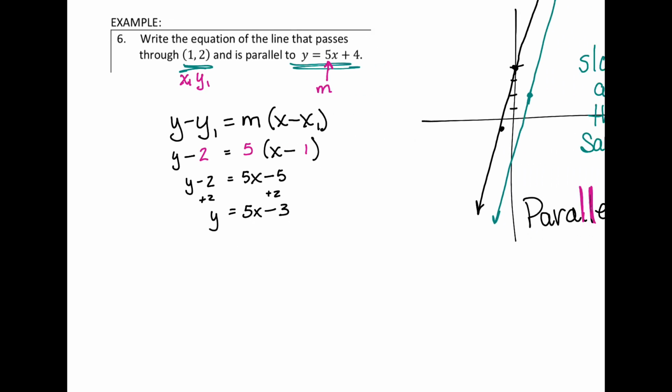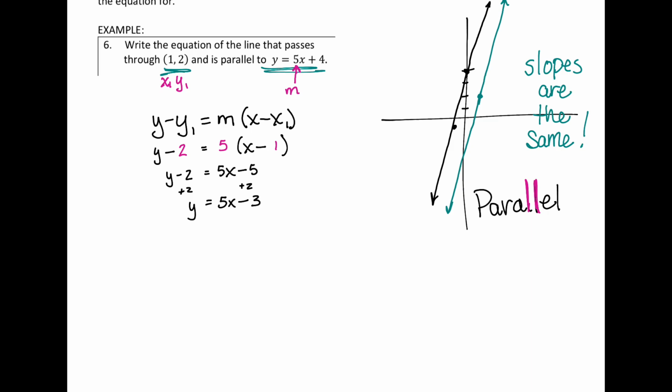Okay, so back over to this. Does that look about right? Let's take a look at it. Slope should be 5, which is exactly the same, and y-intercept should be negative 3. Sure enough. Okay.